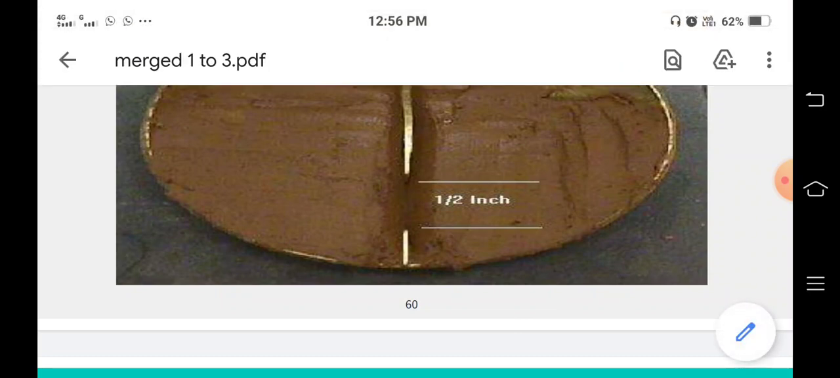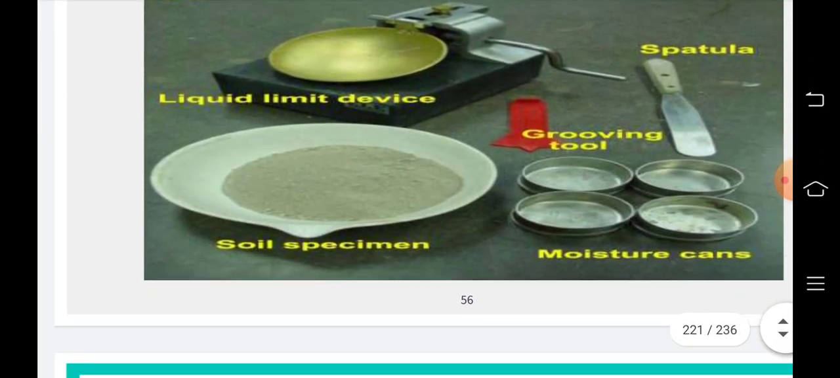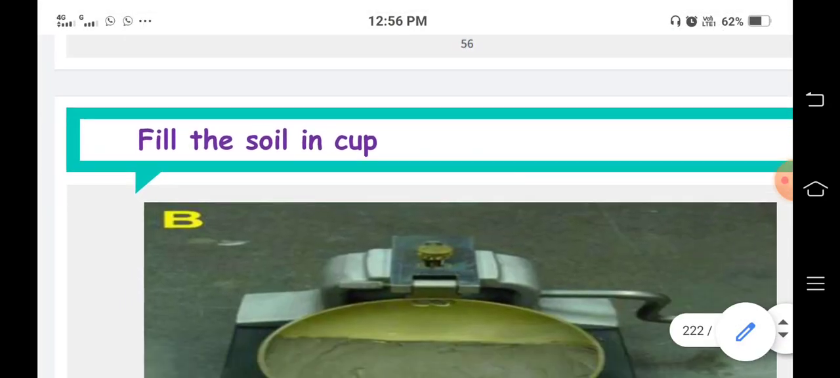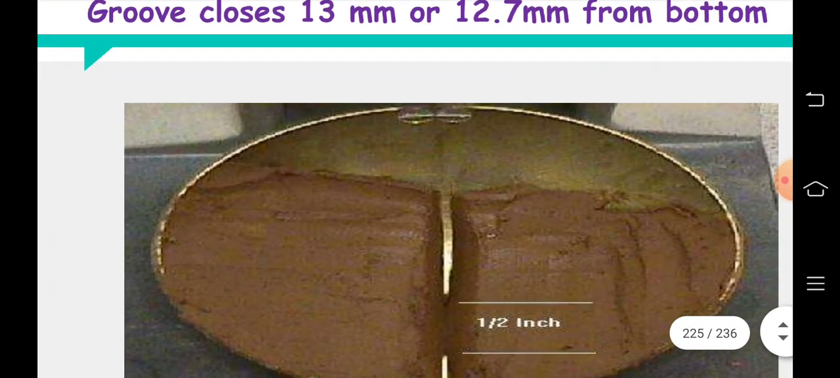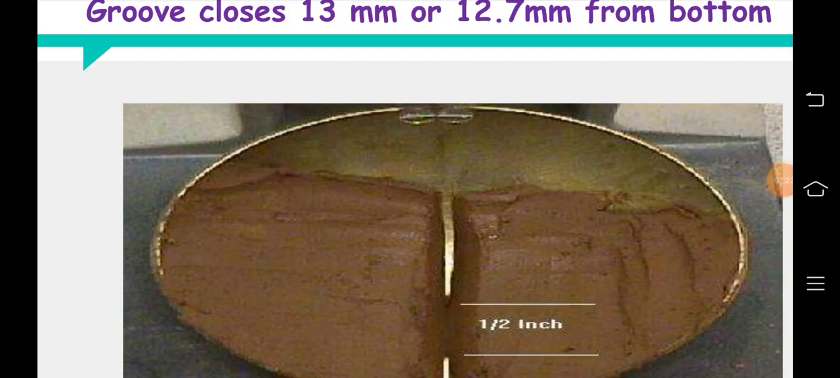So how can we determine the water content? The water content can be determined by using these moisture cans, or containers. Here we are taking some part of the soil sample, and after that we can find out the water content by the oven drying method.